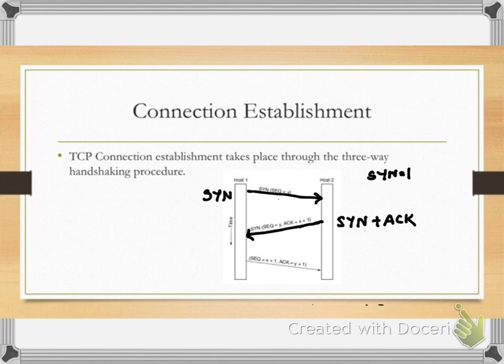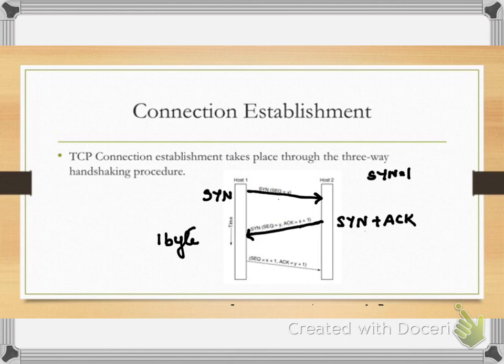Why X plus 1? That is because the SYN segment is 1 byte. So the next byte expected is what is being sent. The next byte expected is 1 byte further, so the acknowledgement number is X plus 1.